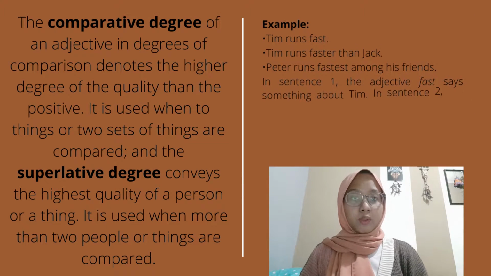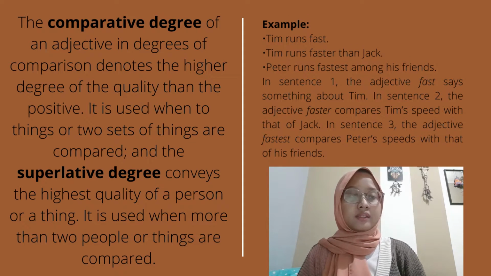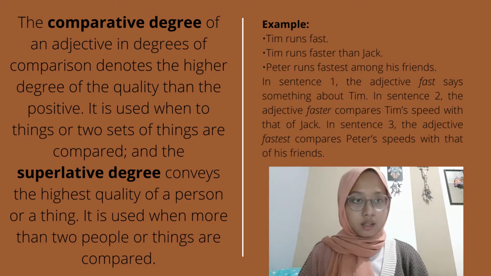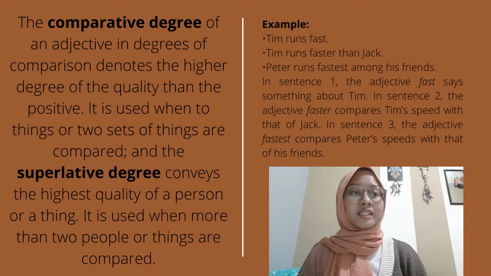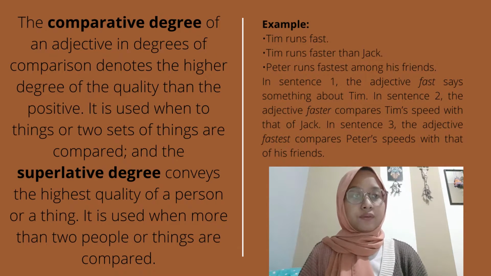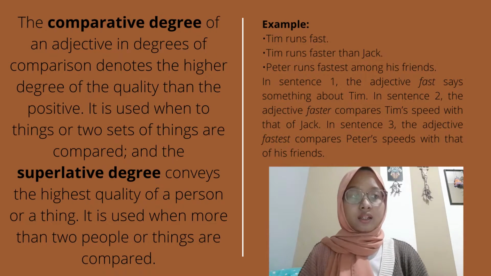Example: number 1, Tim runs fast. Number 2, Tim runs faster than Jack. Number 3, Peter runs fastest among his friends. In sentence 1, the adjective fast says something about Tim. In sentence 2, the adjective faster compares Tim's speed with that of Jack. In sentence 3, the adjective fastest compares Peter's speed with that of his friends.